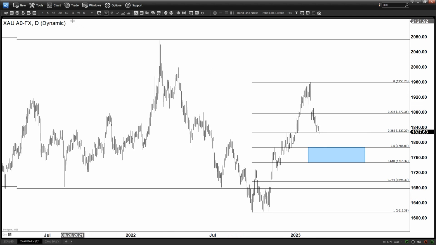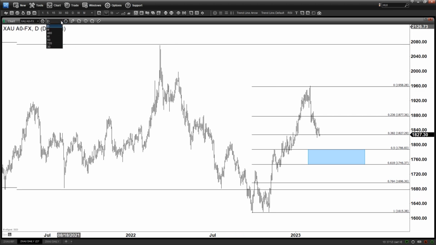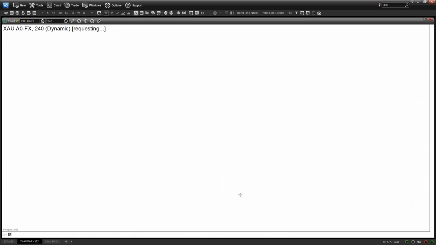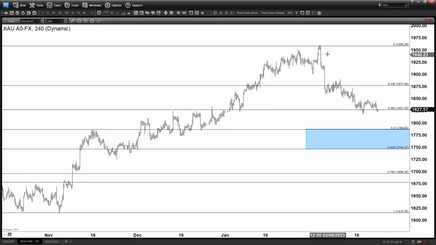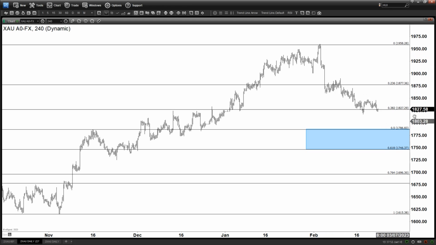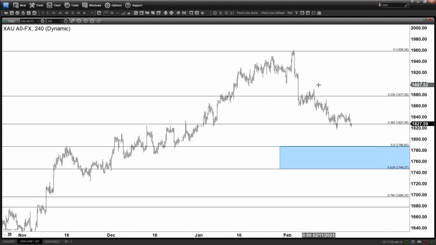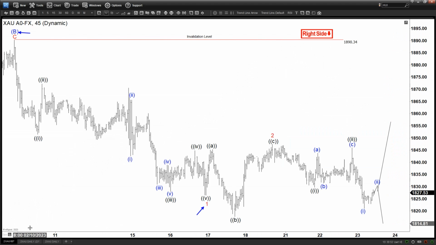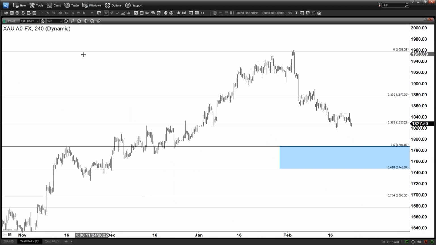So let's go to the 4-hour time frame, and now let's see this exact pullback. So now we get a better view of the structure of the pullback. Now going to the 1-hour chart again, this 1890, we are labeling this as a wave B. So let's place that 1890 in the 4-hour time frame here. Okay, so the 1890 is right here.